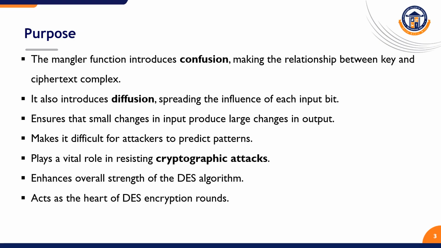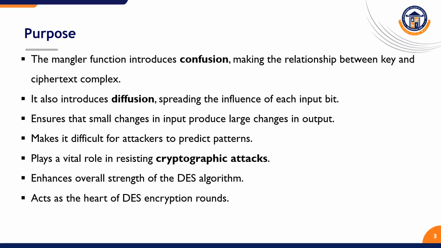The purpose of the Mangler function is that it uses confusion and diffusion techniques. Confusion is making a complex relationship between the key value and the ciphertext. Diffusion is spreading the influence of the input bits. So it is a combination of output and input with the help of key values, which comes under confusion and diffusion.